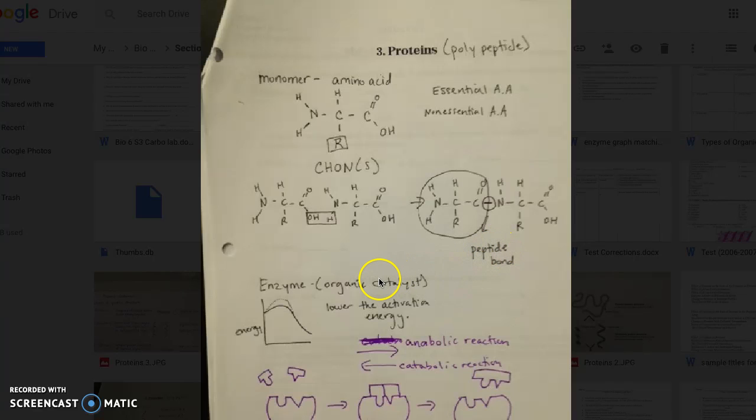One of the most important examples of a protein is an enzyme, also known as an organic catalyst. I think you're very familiar with this term catalyst. What they do is they speed up a chemical reaction. So here's just a very quick representation of how enzymes work.